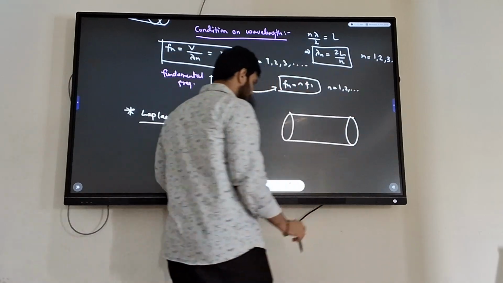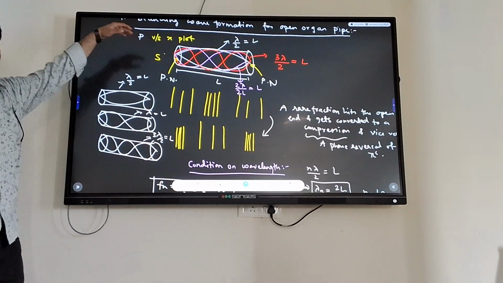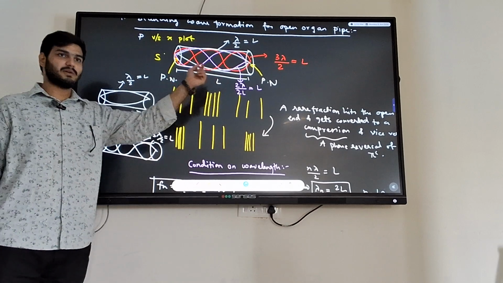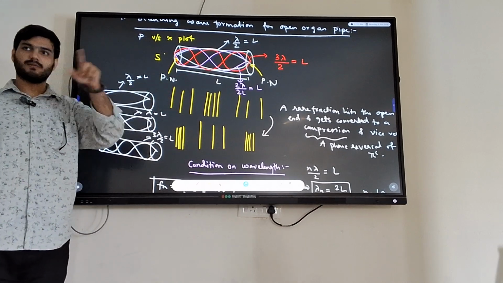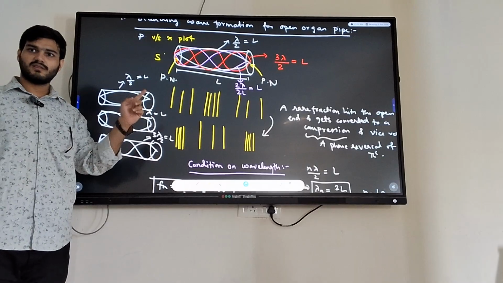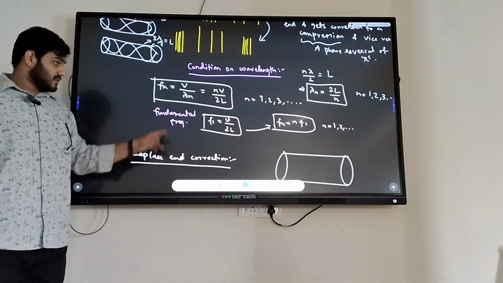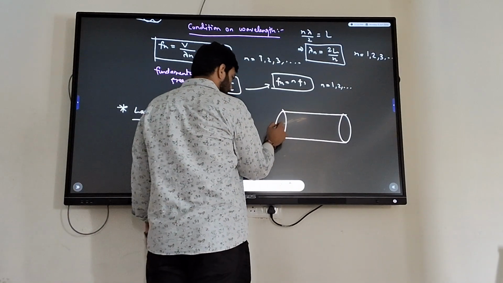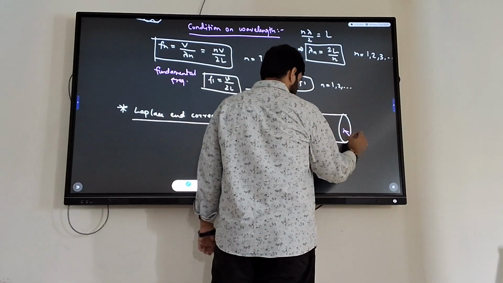Acha, by the way, I did not make the y versus x graph, but can you make the y versus x graph yourself? Instead of pressure nodes, there will be what? Displacement antinodes. So can you make the plots yourself? Can I leave that to you? Kar dena. So if I talk about pressure nodes, तो यहाँ पे एक pressure node बनेगा and pressure node बनेगा.